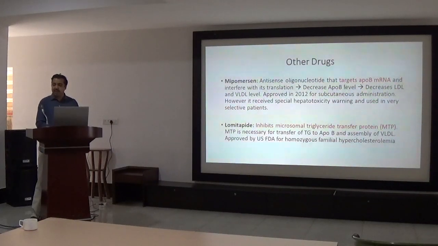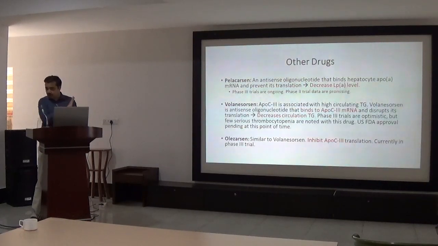Mipomersen targets ApoB mRNA and prevents its formation. Lomitapide inhibits microsomal MTP, which is necessary for triglyceride to ApoB conversion and assembly of VLDL. So VLDL is not formed and LDL will be reduced. Not approved yet.